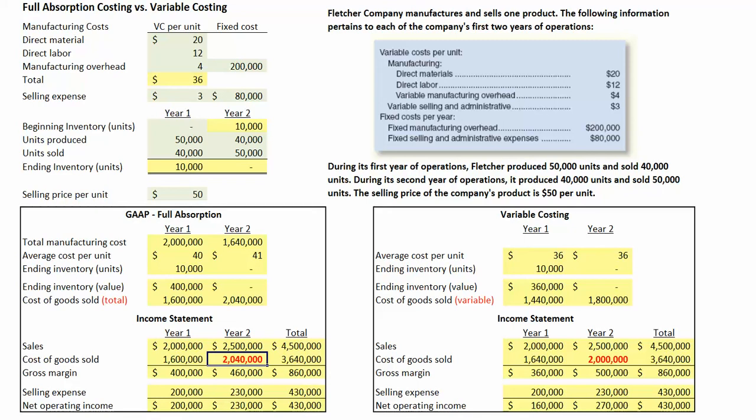And we can see our year 2 GAAP or full absorption income statement has $2,040,000 in cost of goods sold, compared to only $2 million in cost of goods sold under variable costing. So our treatment of fixed cost under full absorption costing, we capitalize or record as part of an asset fixed manufacturing overhead, which increases inventory values and lowers costs, but in the long run these costs will flow through in later years to the income statement in full absorption accounting.